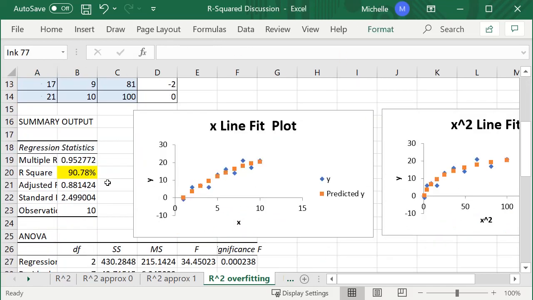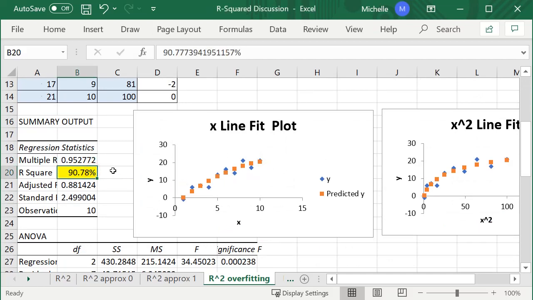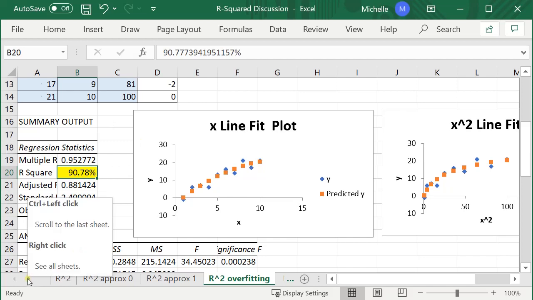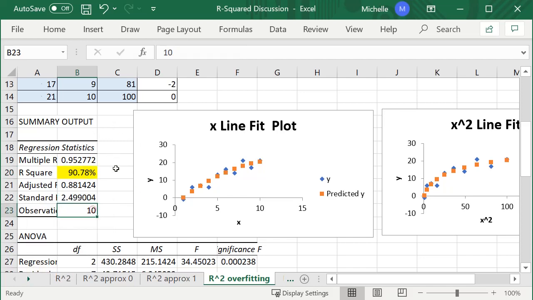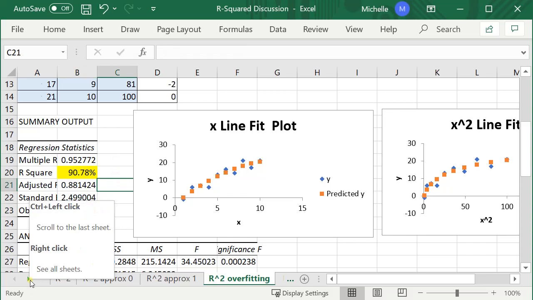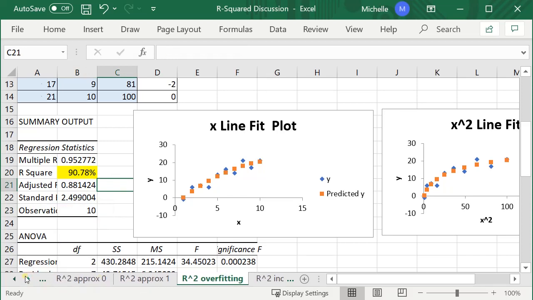All right, so this 90% of the variability in y, it's very tempting to say this is the better model, but that's just a property of the way r squared is calculated. All right, so don't be tempted to make that incorrect conclusion. Okay, so let's go over increasing the slope.